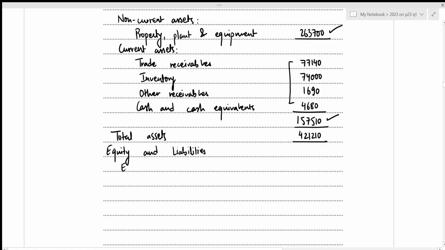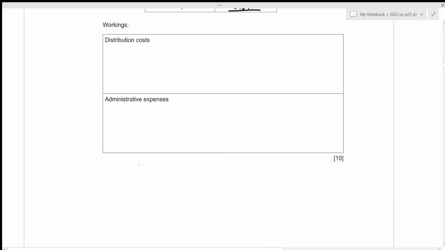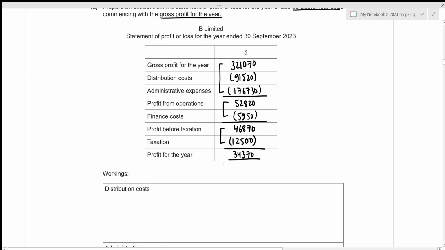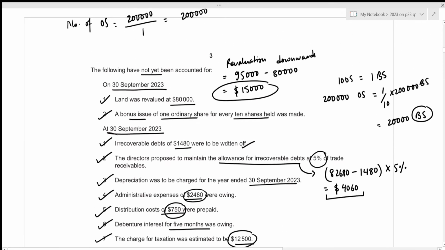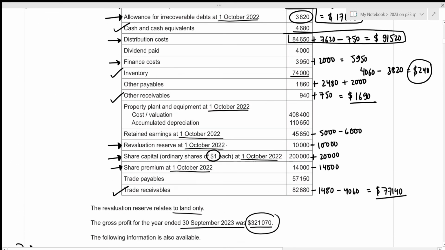We can start with equity. And within our equity, we had made some adjustments. And further, we also need to add profit for the year within the retained earnings column. Remember the format for statement of changes in equity. So we'll be adding 34,370. That's right here. And remember, within the statement of changes in equity, the final thing that we adjust within the retained earnings column is the dividend paid, which is right here, given to be 4,000. So we need to subtract this as well.